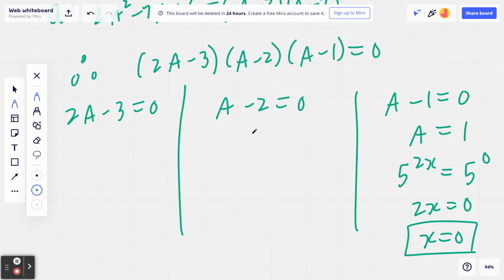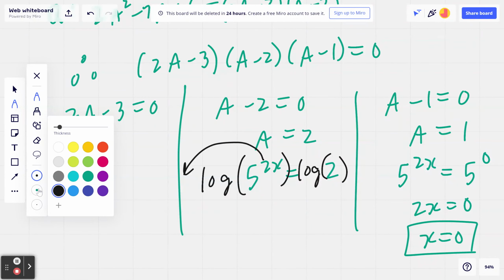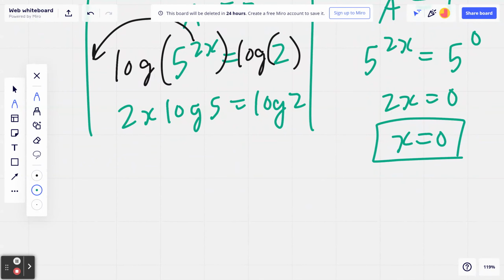I go back to the second case, a is going to be 2. Remember, a is 5 to the power of 2x. You go back and you're thinking, how do I solve this? They don't have the same base. Well, log both sides. Bring the exponent to the front. This means 2x times log 5 equals log of 2. Again, I would prefer if you leave it in exact form.